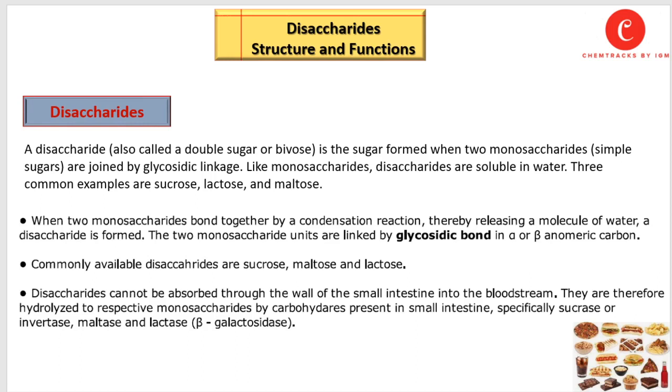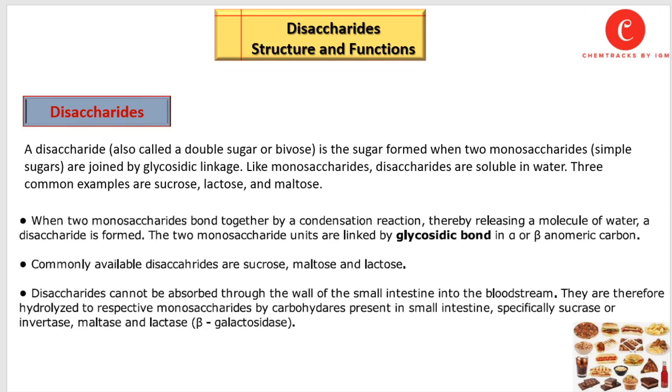So a disaccharide is also called a double sugar or biose. It is formed when two monosaccharides or simple sugars are joined together by a glycosidic linkage. Like monosaccharides, disaccharides are also soluble in water. For example, sucrose, lactose, and maltose. When two monosaccharides bond together by a condensation reaction, thereby releasing a molecule of water, the disaccharide is formed.